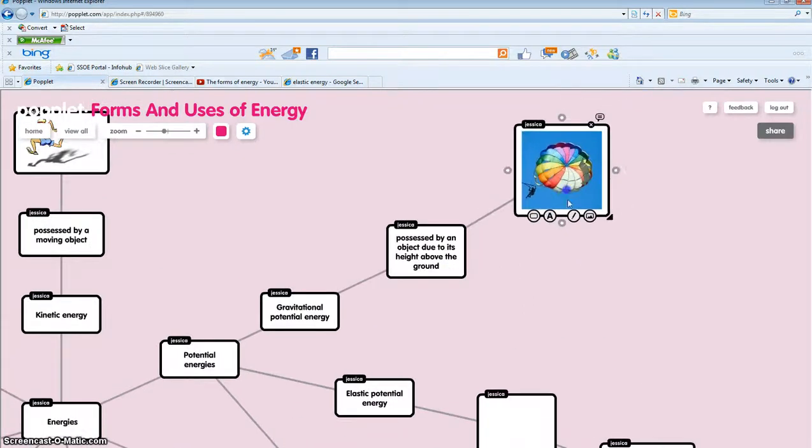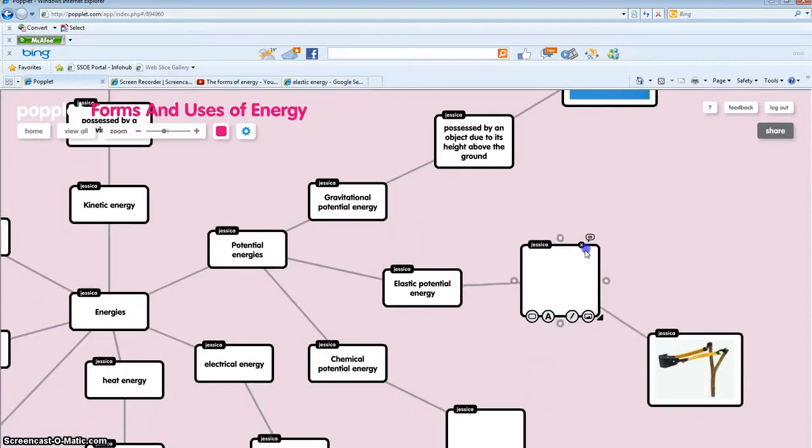Now, let's learn about elastic potential energy. Elastic potential energy is stored in an object that can be deformed, which means stretched, and then it will return to its original shape. Examples are rubber bands and springs. Elastic potential energy can also be found inside a catapult, as the picture shown below.